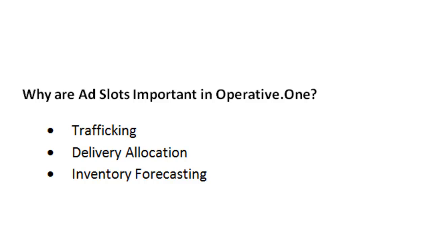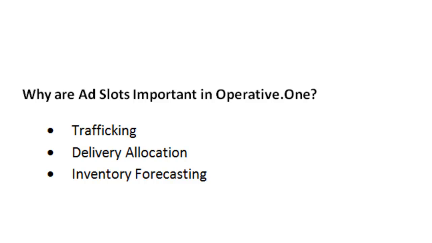There are 3 reasons to create ad slots in Operative.One. First, trafficking. Ad slots act as instructions to the ad server for how to traffic ads associated to production line items. Sales line items in Operative.One tie to products and packages. Sales line items turn into production line items based on how the products and packages need to be trafficked. The production line items use the ad slots locator mapping to determine how they get trafficked in the ad server when being pushed from Operative.One.